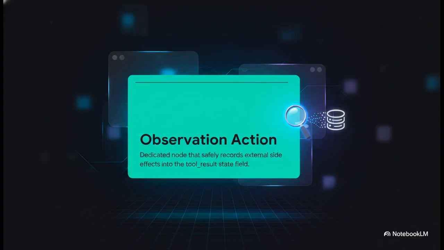Think about it. If a third-party API goes down and returns a 500 error, your application doesn't just crash mysteriously. Instead, the observation node records the failure right into the state, allowing your transition logic to route gracefully to an error handling node or maybe even ask a human for help.